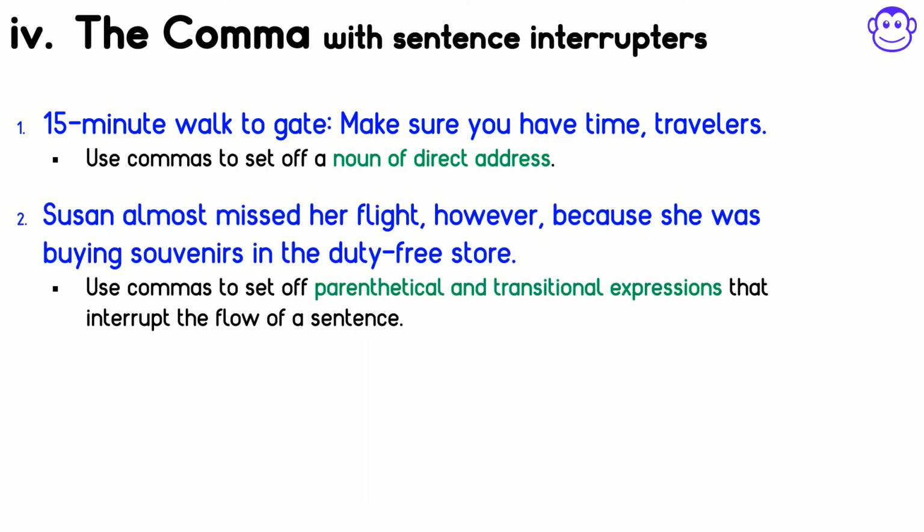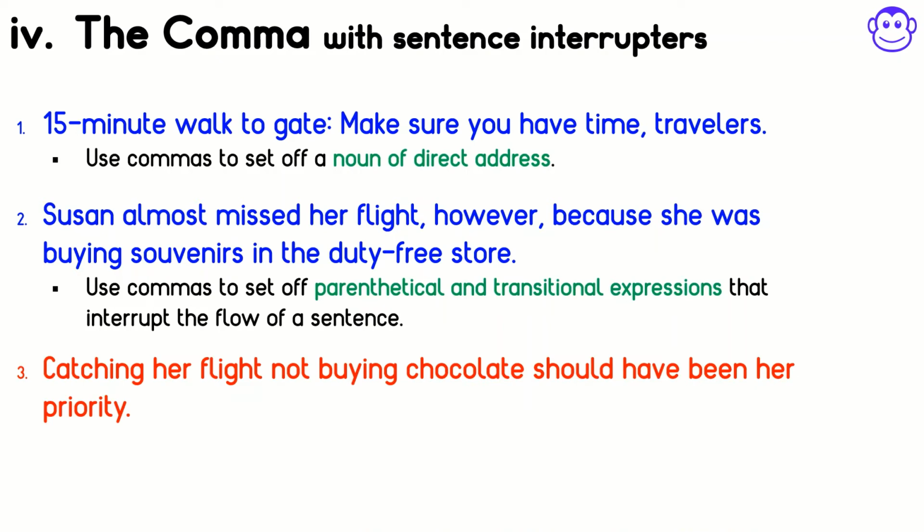As with direct address, parenthetical and transitional expressions should be set off from the rest of the sentence using 1 or 2 commas, depending on the location within the sentence. Here, it is in the center of the sentence, so 2 commas are required. Our third sentence continues Susan's experience: "Catching her flight, not buying chocolate, should have been her priority."